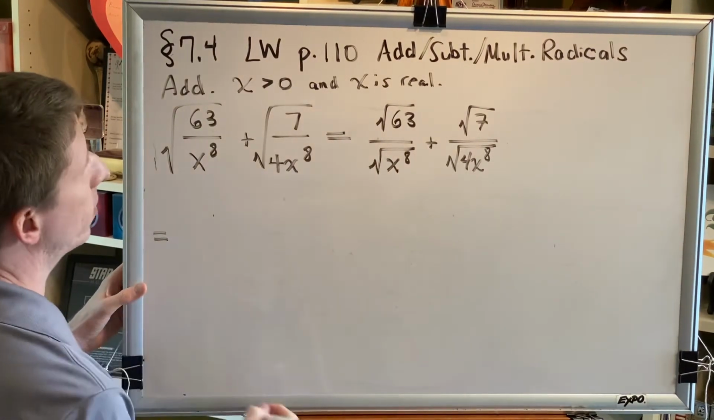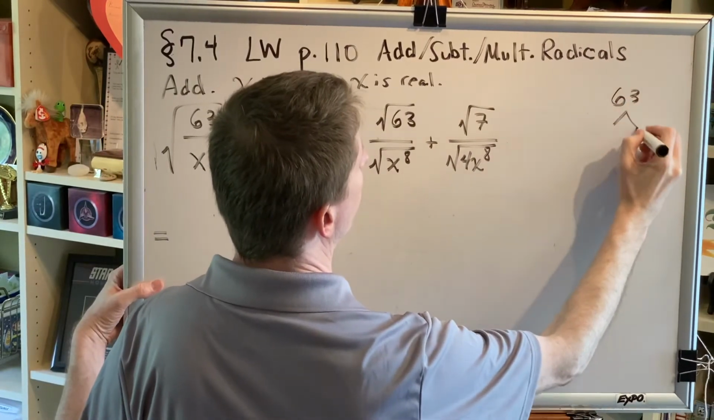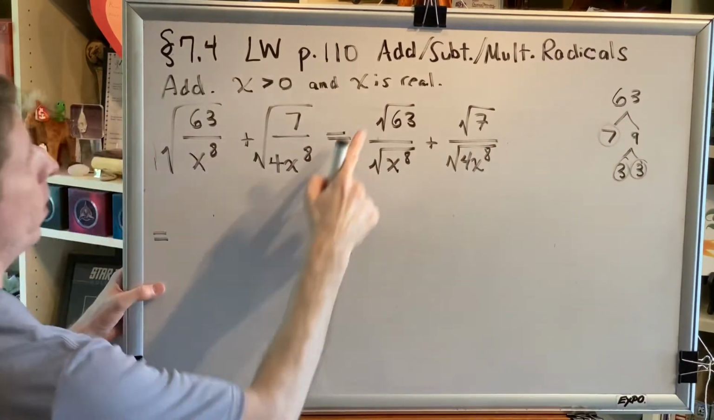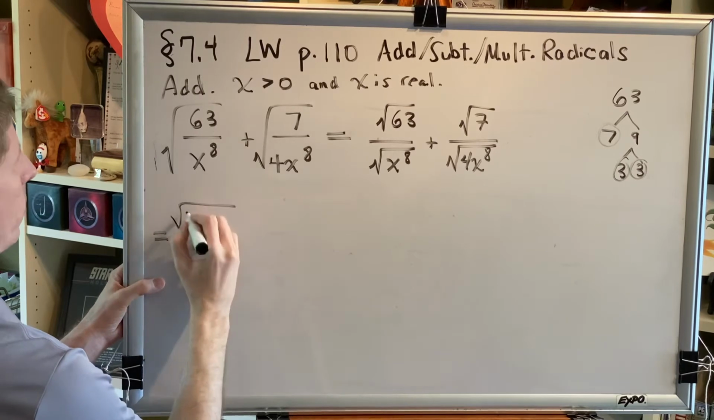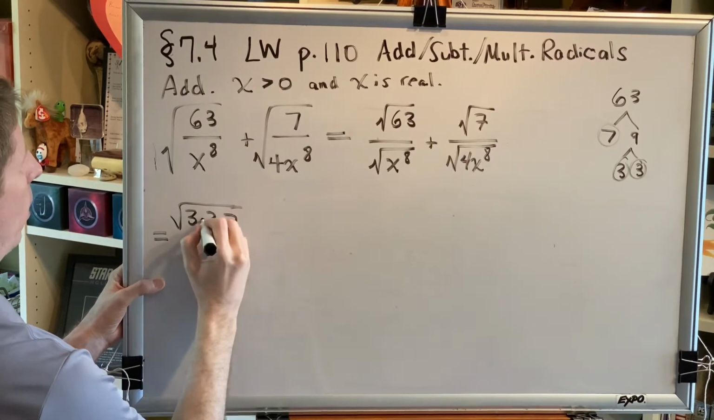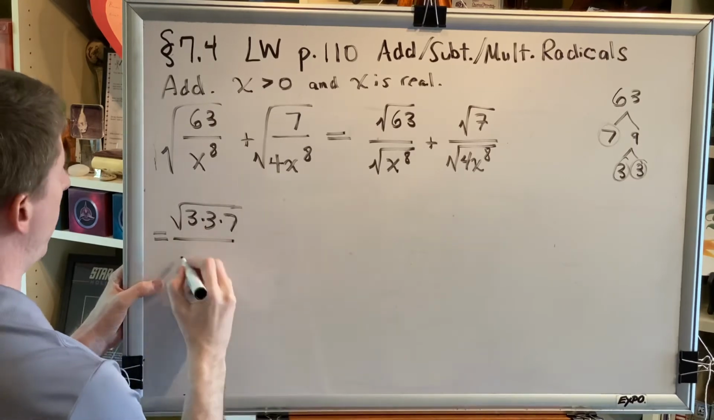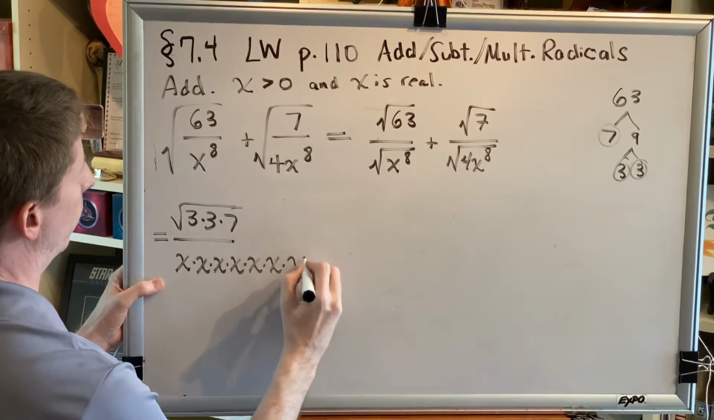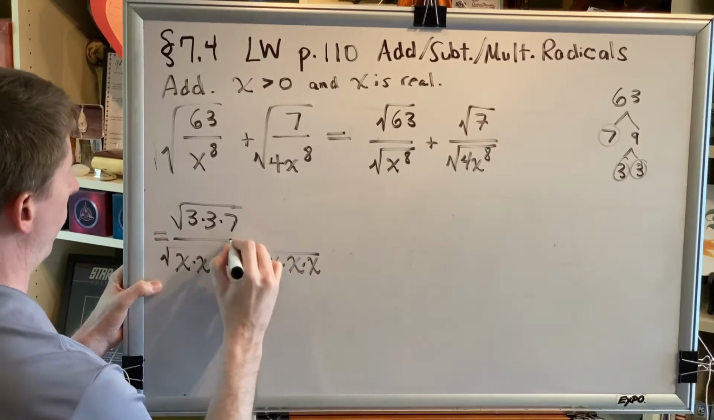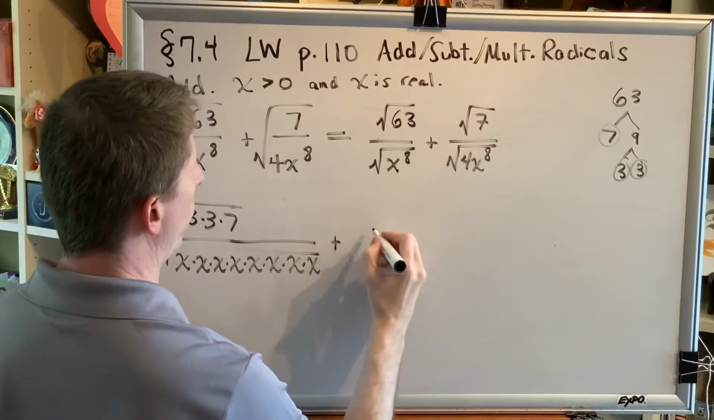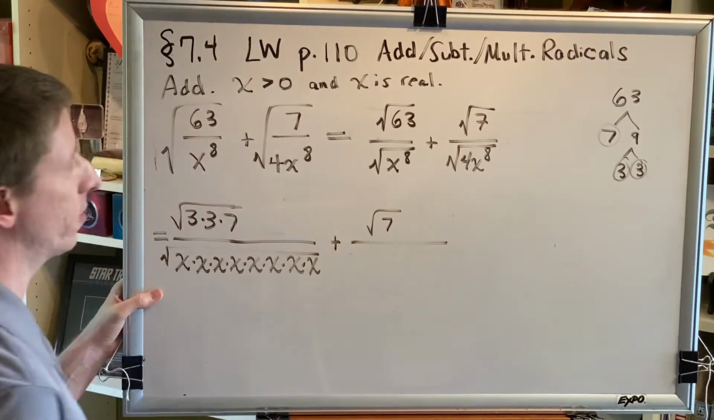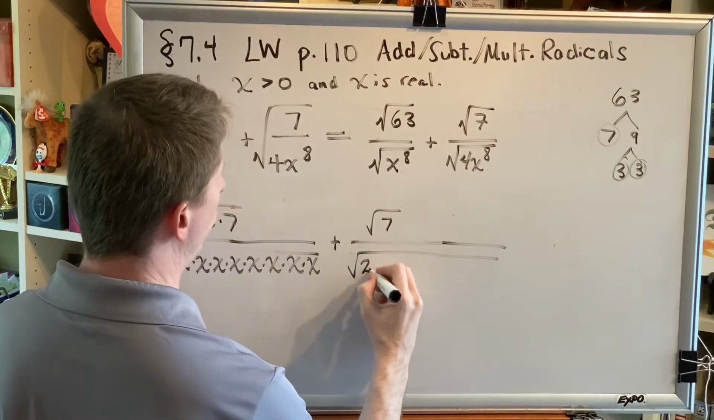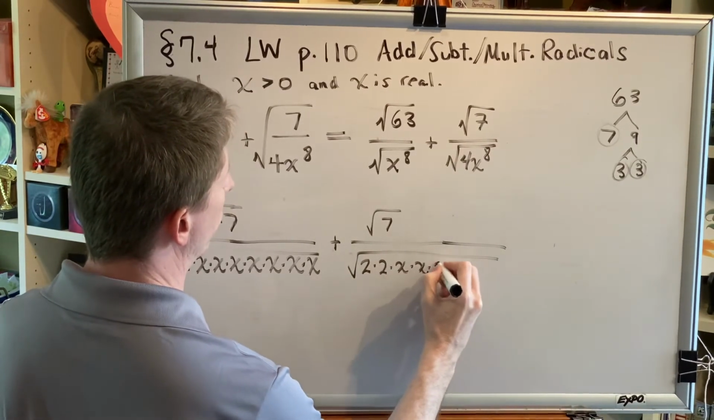For example, the square root of 63. 63 is the same thing as 7 times 9. 9 is 3 times 3. So we can rewrite this numerator radical as 3 times 3 times 7, all under that square root. The denominator is just 8 x's. Okay, the square root of 7 cannot be rewritten. 7 is a prime number. There's nothing we can do to change it. But 4x to the 8th, well, 4 is 2 times 2. So I have 2 times 2, and then 8 x's.